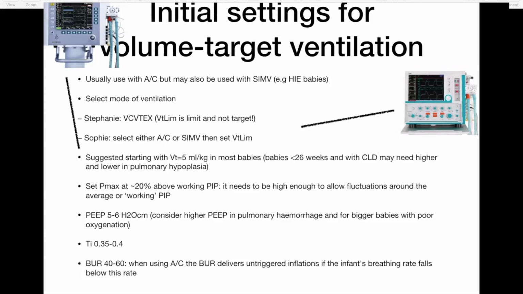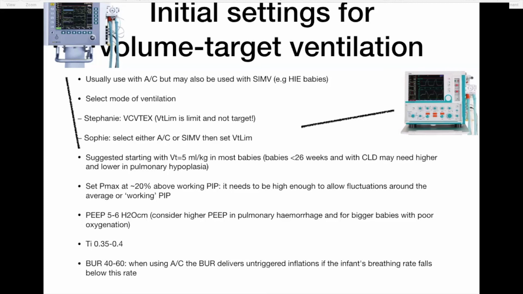Extreme preterm, very, very small babies, less than 26 weeks, and babies with chronic lung disease may need higher tidal volumes, and babies with pulmonary hypoplasia or congenital diaphragmatic hernia sometimes need lower tidal volumes to protect their lungs.